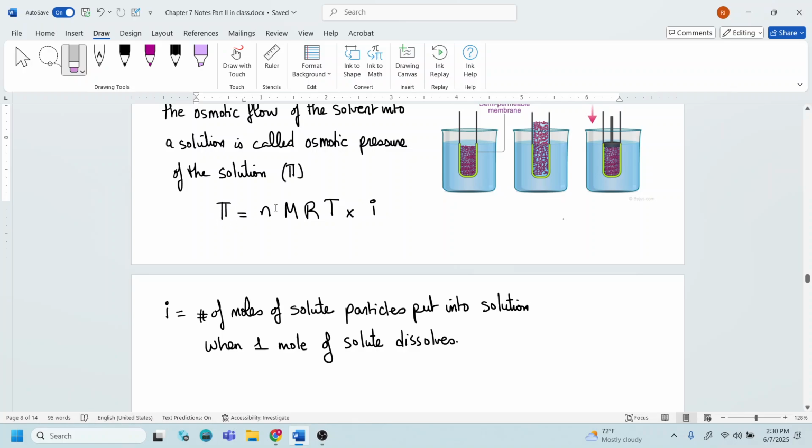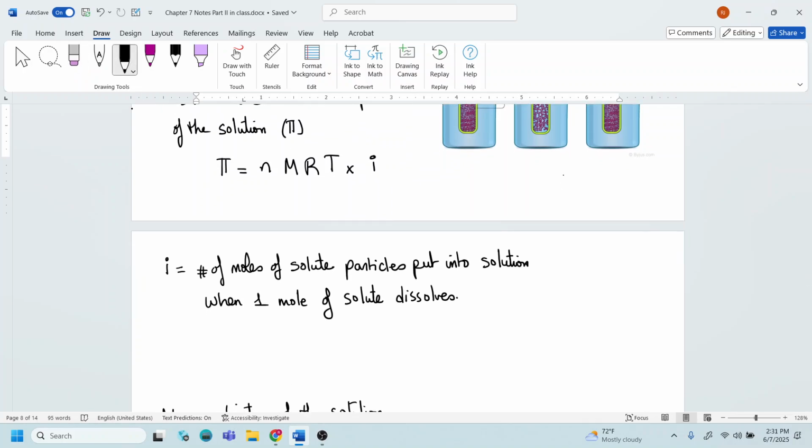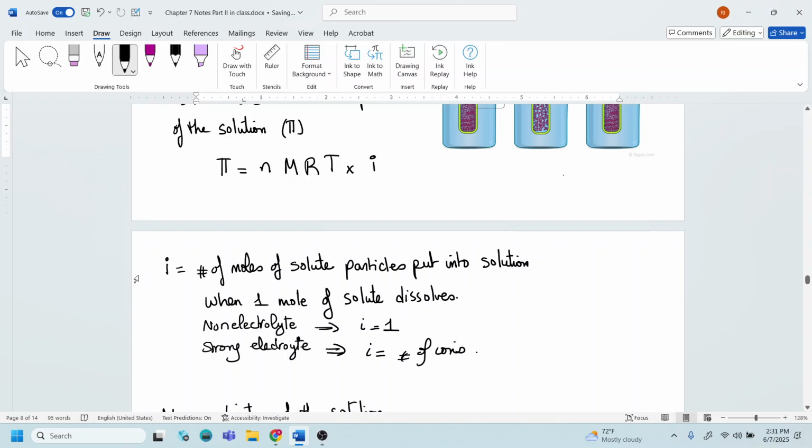There's a relationship between pi, the number of moles, the molarity, the gas constant, T the temperature, and i, the number of ions in the solution. We said that if the solution is a non-electrolyte, this means that you don't have an ionic solution, so your solute does not dissociate in the solution. Then this means that i is equal to 1. And if your solution is a strong electrolyte, this means that your solute dissociates completely into individual ions. So i is equal to the number of ions, and i is always the van 't Hoff factor.